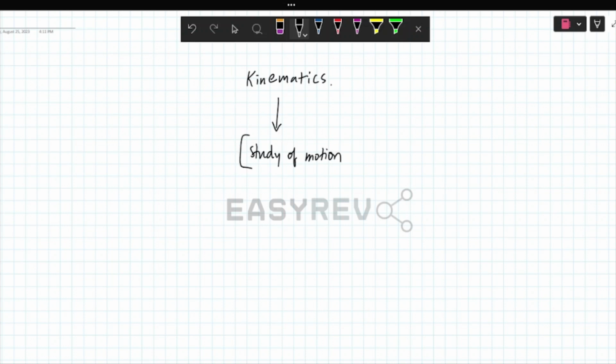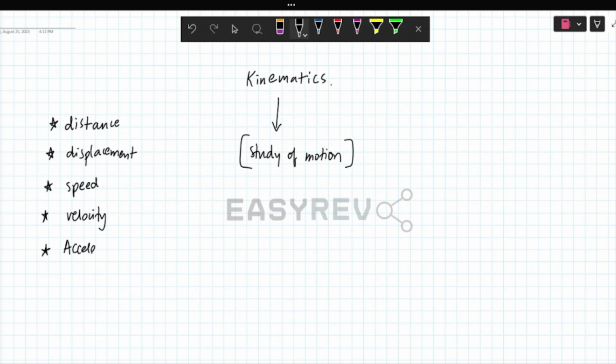And in relation to this, we had defined some very fundamental concepts that we would encounter time and time again in this entire chapter. And those are as follows. We had defined distance as the length of the path covered by a moving object. We defined displacement as the shortest path between 2 points. We defined speed as the rate of change of distance, velocity as the rate of change of displacement, and then finally acceleration as the rate of change of velocity.